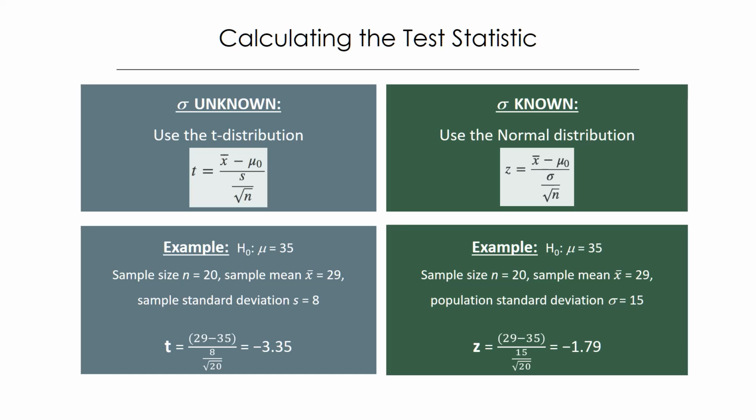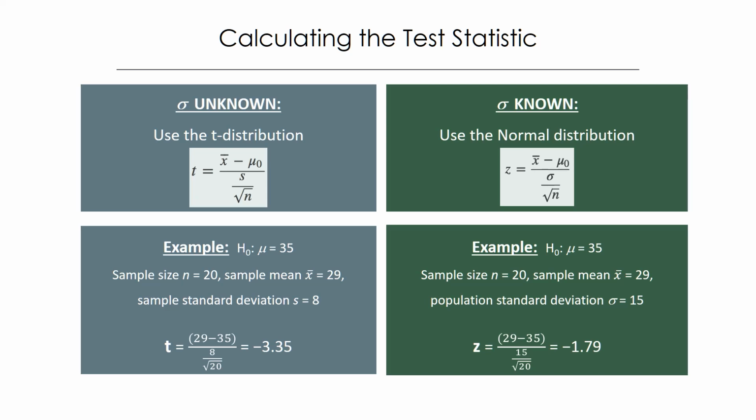For example, with the null hypothesis as before, that mu is equal to 35, that's the hypothesized value of the mean. So that's mu sub 0 in the formula. If the sample size n is 20 and the sample mean x bar is 29 and the sample standard deviation s is 8, you can see the t-score is calculated as 29 minus 35 all over 8 over the square root of 20, which comes to negative 3.35.